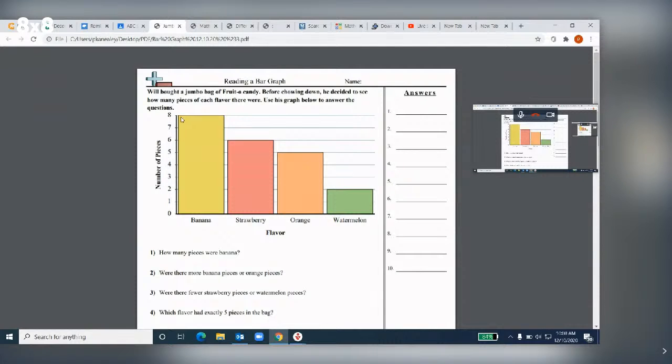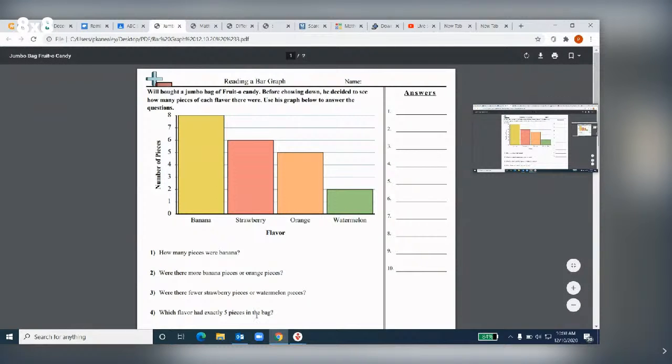Okay, how many pieces were banana? Well, banana looks like there were 8 pieces. Okay, number 2, were there more banana pieces or orange pieces? So banana is 8, orange is only 5, so there's going to be more banana pieces. 3 says, were there fewer strawberry pieces or watermelon pieces? Strawberry is 6, watermelon is 2, so there were fewer watermelon pieces.